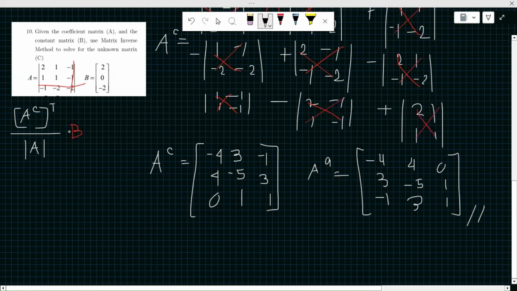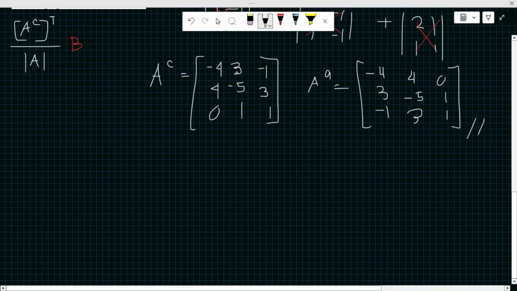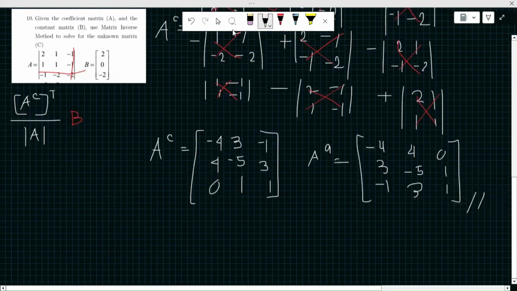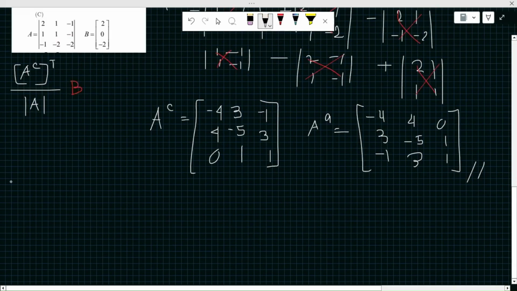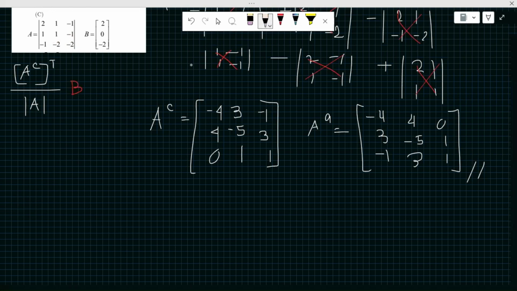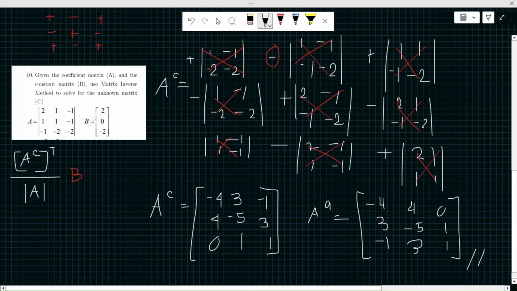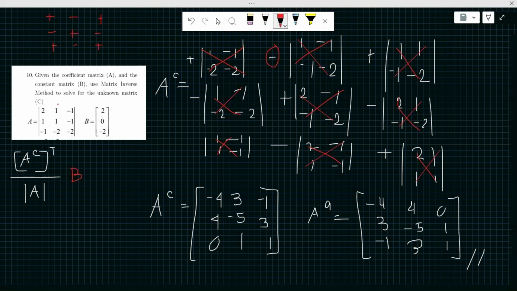The next step is to divide it by the determinant of A. So the easiest way for me to get the determinant of a matrix is by doing the diagonal method, which is, let me just write it here. Just add these two parts here. Take note that this is only applicable for a 3 by 3 matrix.